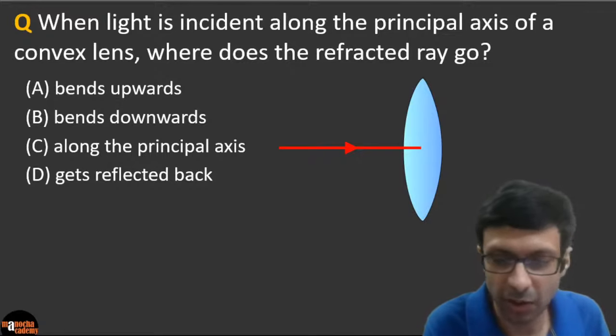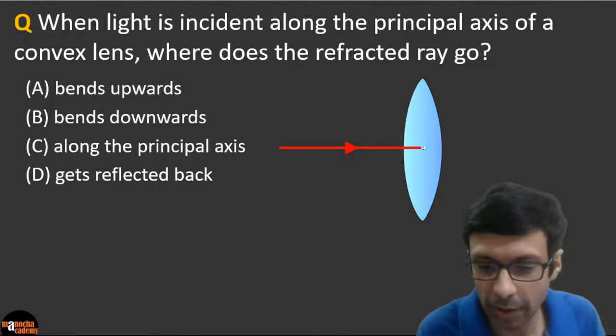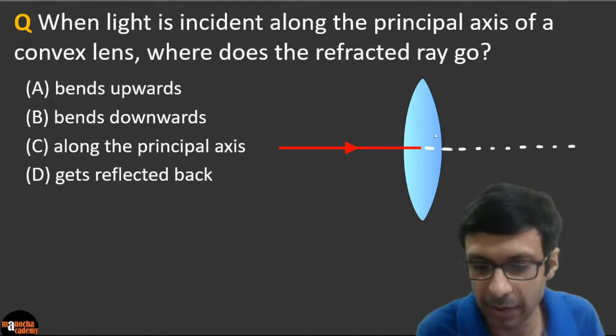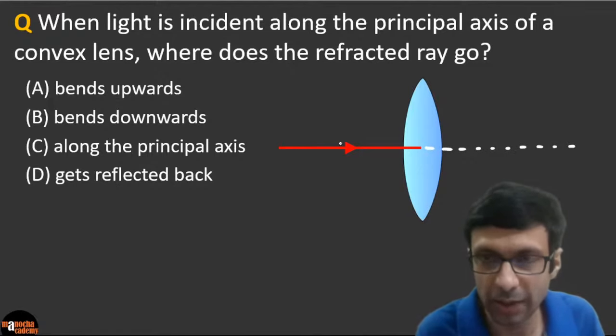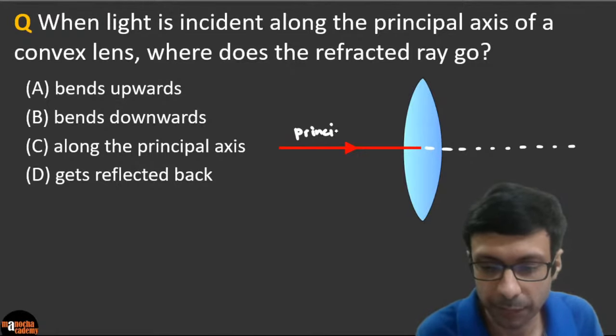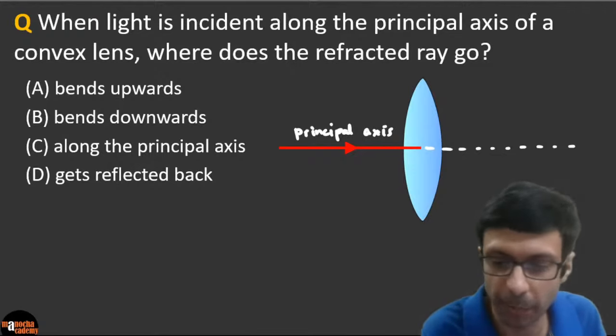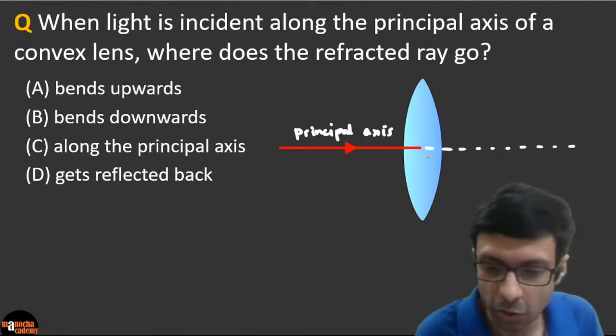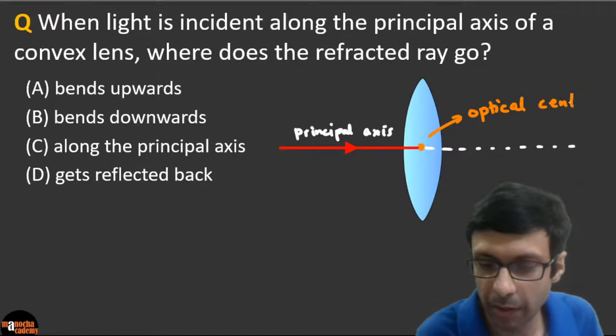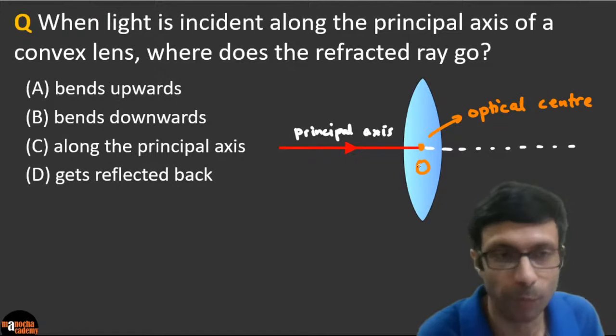So here, the interesting thing is, when it's going along the principal axis, guys, you know that this is called the principal axis of the lens. This straight line going straight through is called the principal axis. And it passes through this optical center. This point here in the center of the lens is called the optical center, and it's usually written as O.